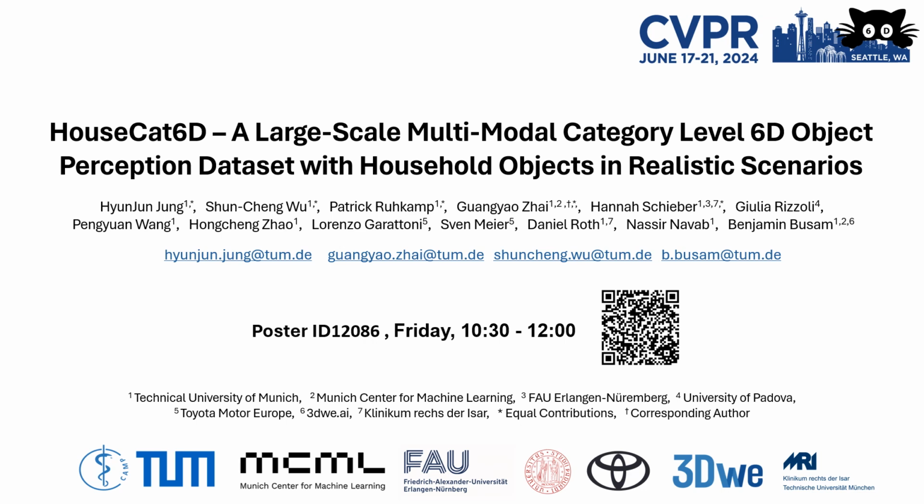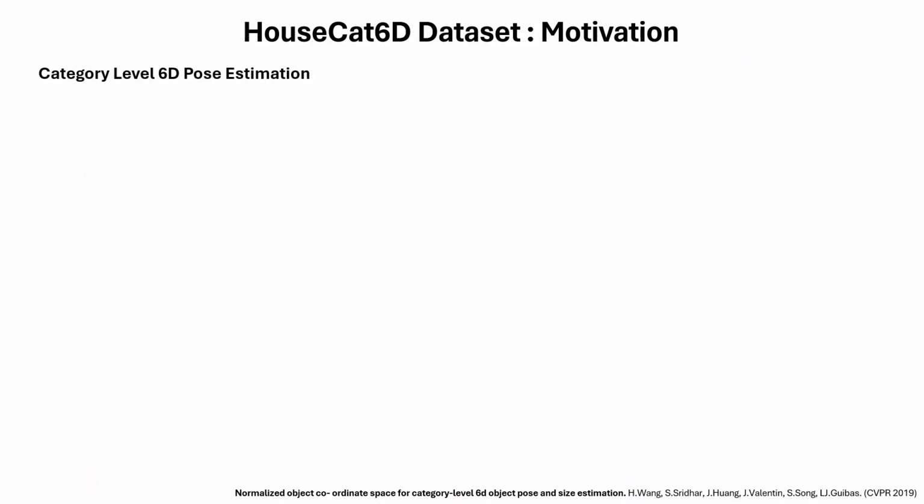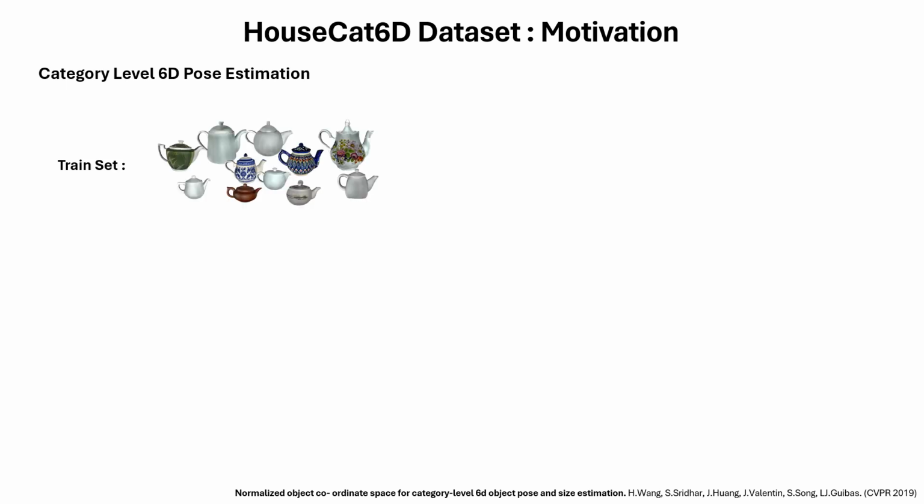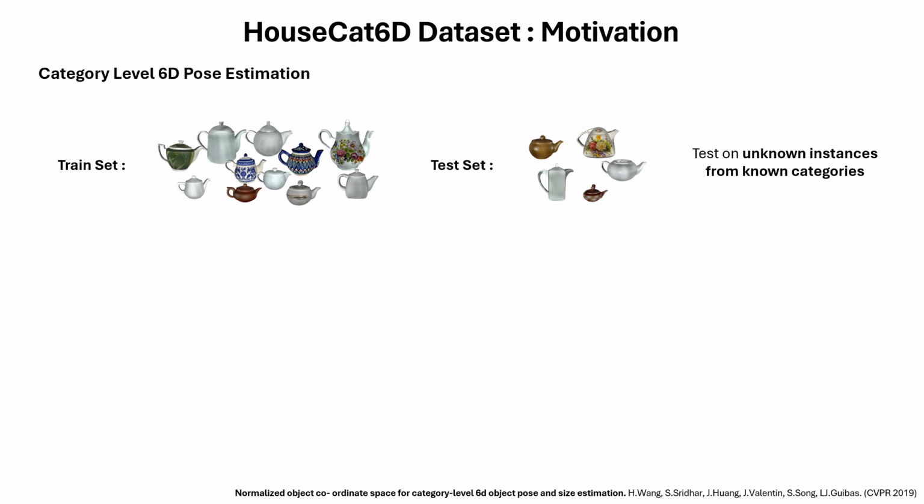Here we present our work HouseCat6D, a large-scale multi-modal category-level 6D object perception dataset with household objects in realistic scenarios. Category-level 6D pose estimation problems start with training on multiple object instances in the selected categories and generalize to unseen object instances in the trained categories.